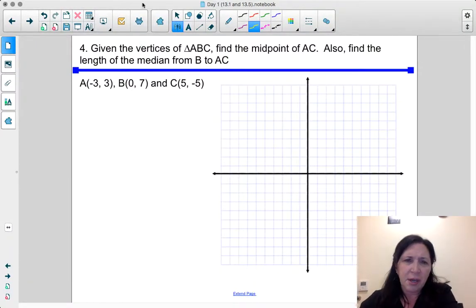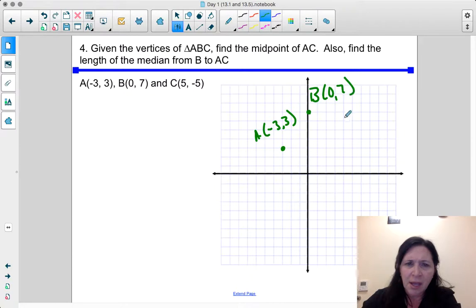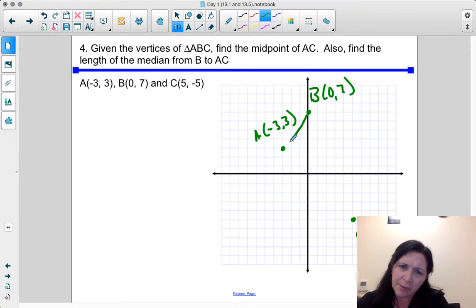So same question, but I am asking for the midpoint. So let's go negative 3, 1, 2, 3. So again, we have point A, which is negative 3, 3. We have B, which is 1, 2, 3, 4, 5, 6, 7. So this is the same picture. So B is 0, 7. And then we have 5, negative 5. So 1, 2, 3, 4, 5, 1, 2, 3, 4, 5. Okay, and that's C, which is 5, negative 5. And so connecting these points, here we have this, and then we have this.